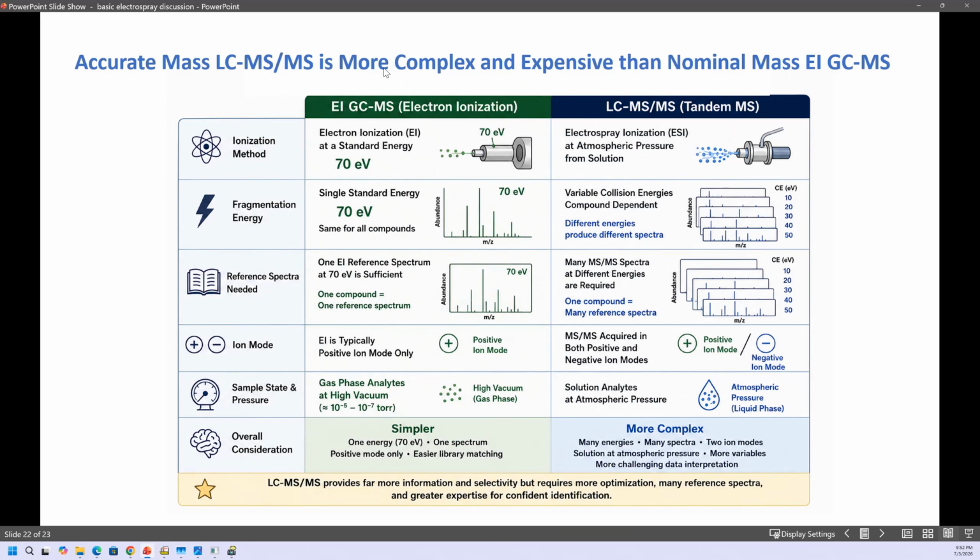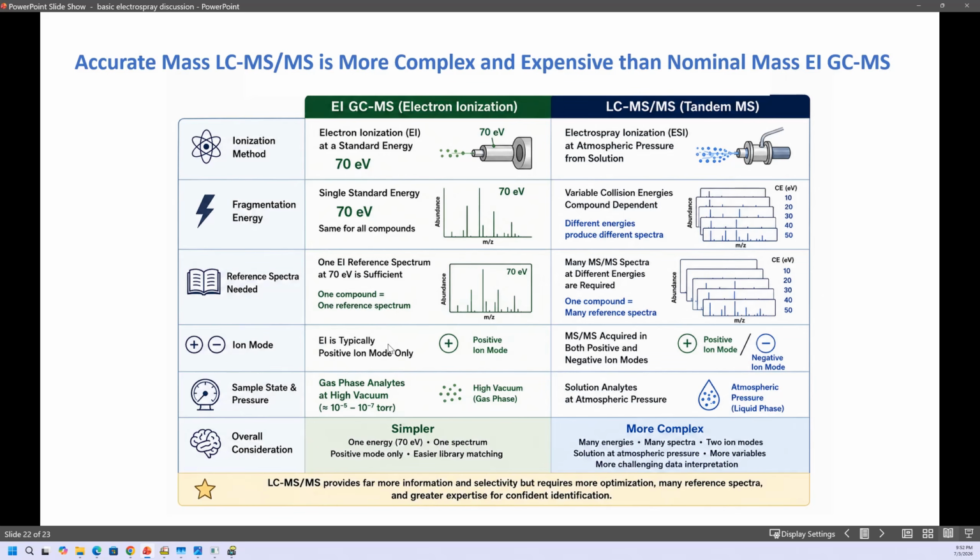Accurate mass LCMS is very much more complex and expensive than nominal mass EI-GCMS. In GCMS, you use a 70 electron volt beam, and you get very reproducible spectra in the gas phase for the compounds. So you really only need one spectrum in your library to get a good match. NIST does have some replicates, but in general, most of the replicates are actually pretty good for searching also. There's not very much variation between even the main library spectrum and the replicate.